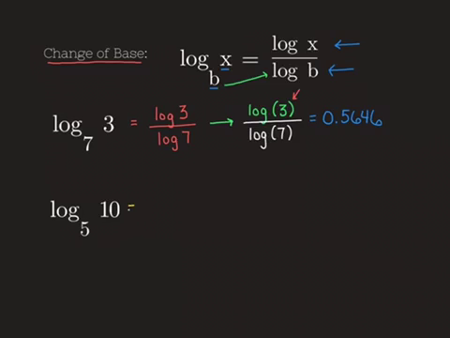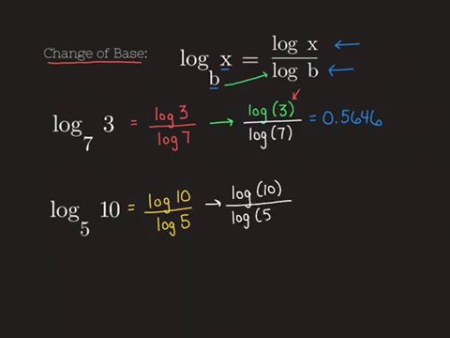So we would start by rewriting this as the log of 10 divided by the log of 5. So when we go to put this in the calculator, it's going to look like this: log, parentheses around the 10, divided by log, and then parentheses around the 5. And if you do that correctly to 4 decimal places, you should get 1.4307.